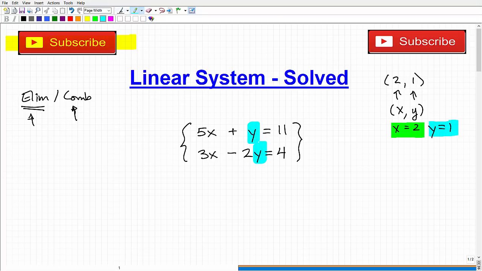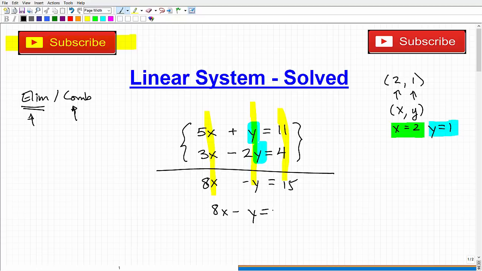So what you can do in systems, you can always add. That's one of the rules that are allowed. You can add down and form a new equation that can replace any other equation inside the system. That might be confusing, so let me just show you. Let's add down in a column manner. I have 5x and 3x, that's 8x. I add down this way, I get negative y. And I add down here, I get a 15. So I have 8x minus y is equal to 15.